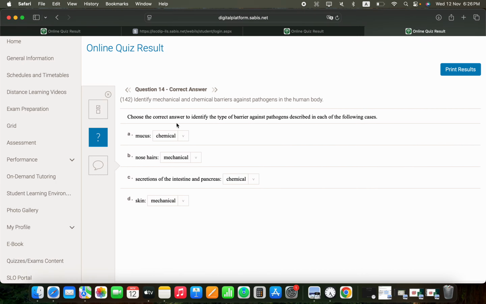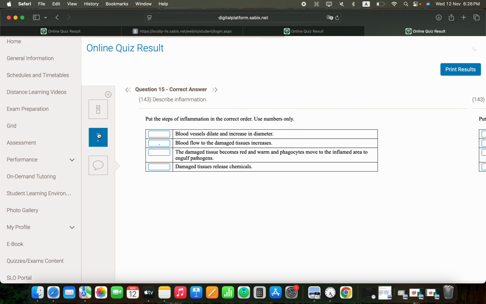Then we have the chemical and physical barriers. Mucus is chemical, nose hairs are mechanical. Secretions of the intestines and pancreas are chemical, and the skin is a mechanical barrier.